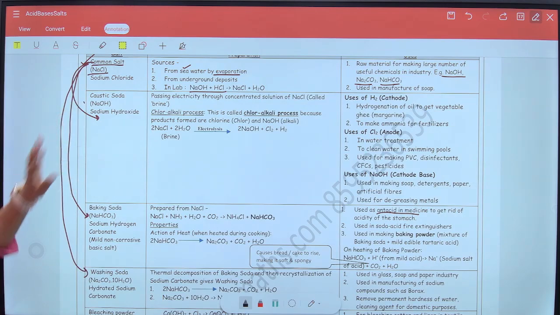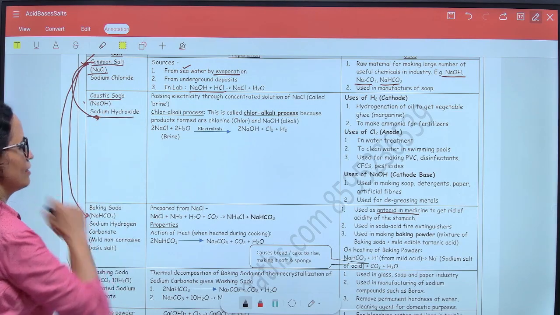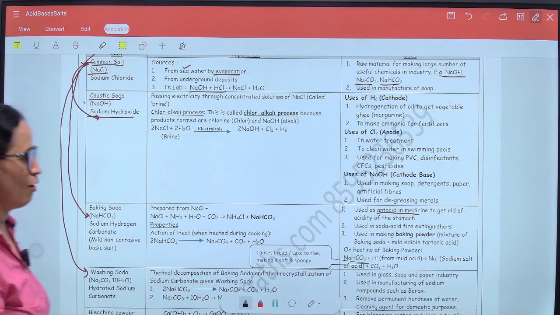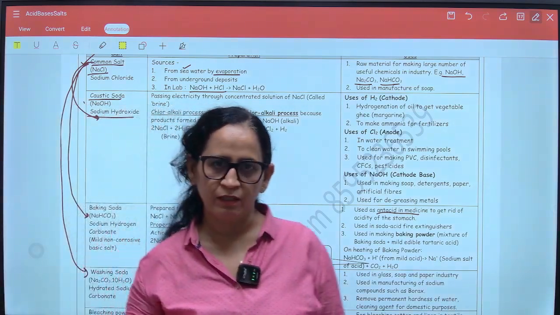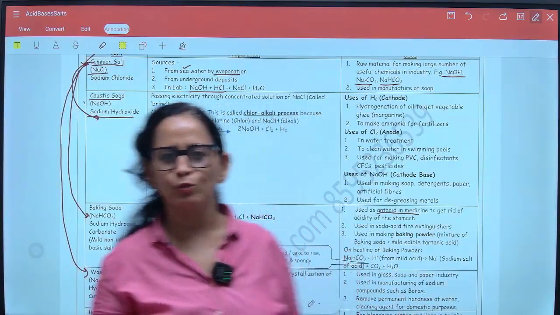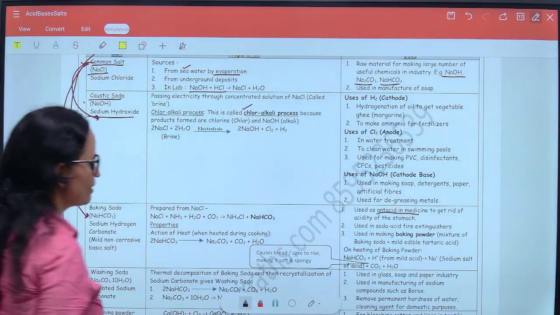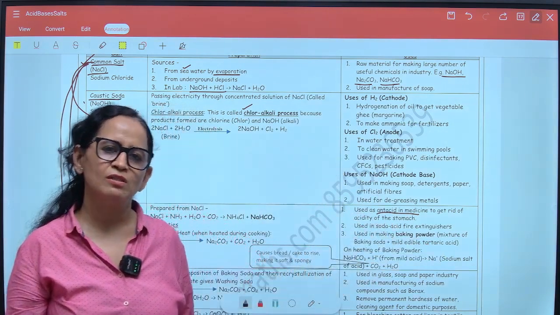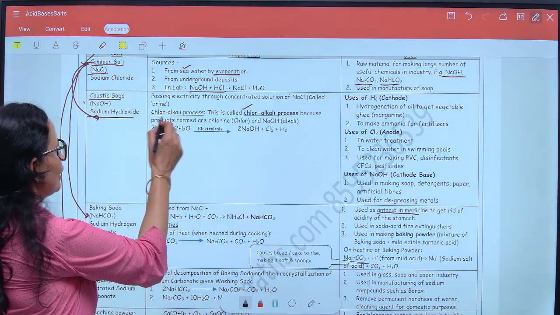So the next one is NaOH. The common name is caustic soda, and the chemical name is sodium hydroxide. Now how do we get NaOH from salt? We know that a solution of salt in water is called brine, and when electricity is passed through this brine, we get NaOH. This process is called the chloralkali process, because in this process chlorine is also liberated and NaOH, the base, is also created. So this is a very important process, the chloralkali process.